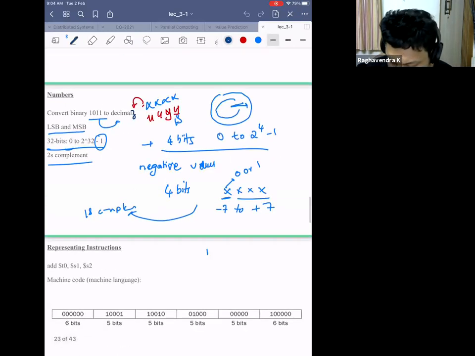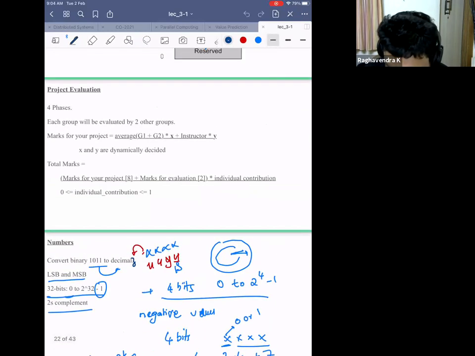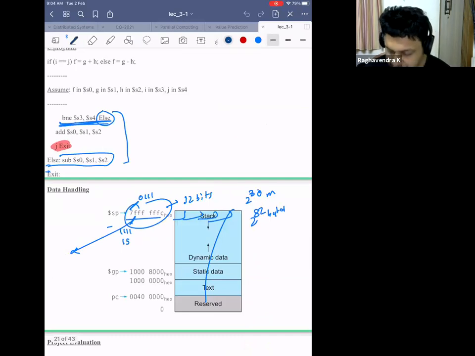Yeah. So we were looking at the way the data is handled. There's this dynamic data, static data, text, and result. By now, I hope you understand that this is 32 bits and why this is 32 bits. Can anybody just refresh my memory why this is 32 bits?